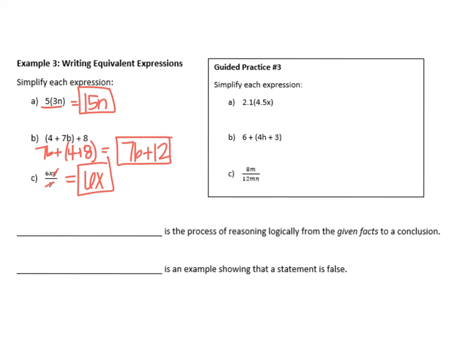Okay, A is going to be 9.45x. B is going to be 6 plus 3 gives you 9, so we'll do 4h plus 9. And then C, you can cancel the m's and you can cancel 8 over 12 and you get 2 over 3n.